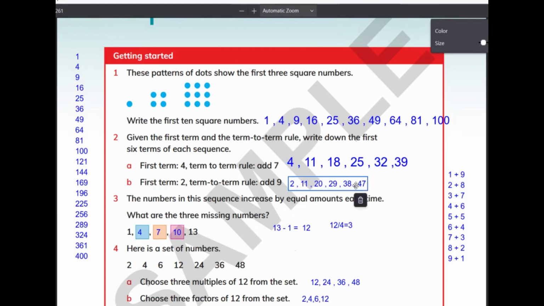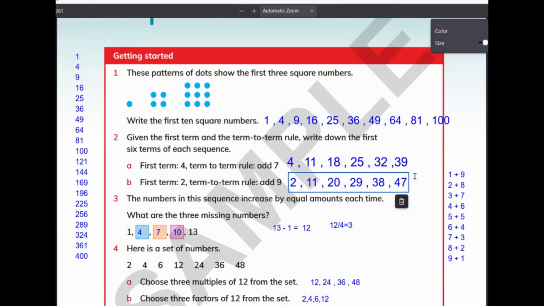The same idea goes with the second question, question number 2 or part B. They say the first term is 2 and the term-to-term rule is add 9. So with the same idea, you start with the 2, then add 9. 2 plus 9 is 11. 11 plus 9 is 20. 20 plus 9 is 29. 29 plus 9 is 38. 38 plus 9 is 47.